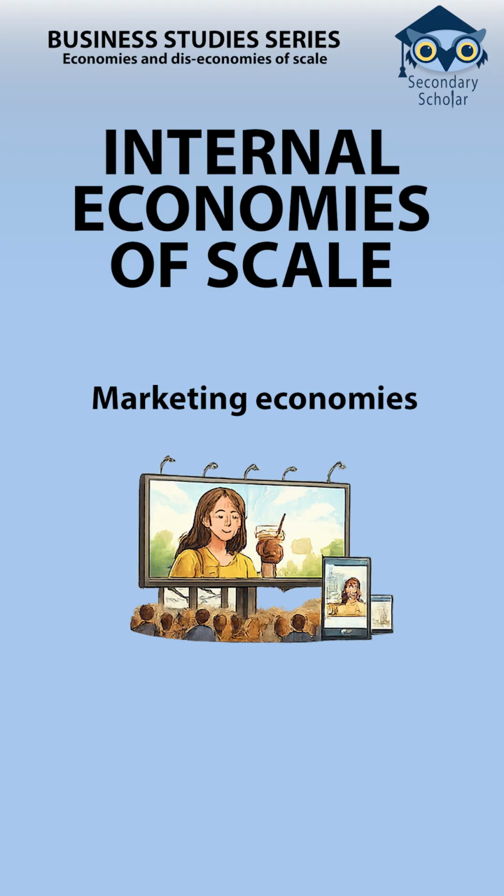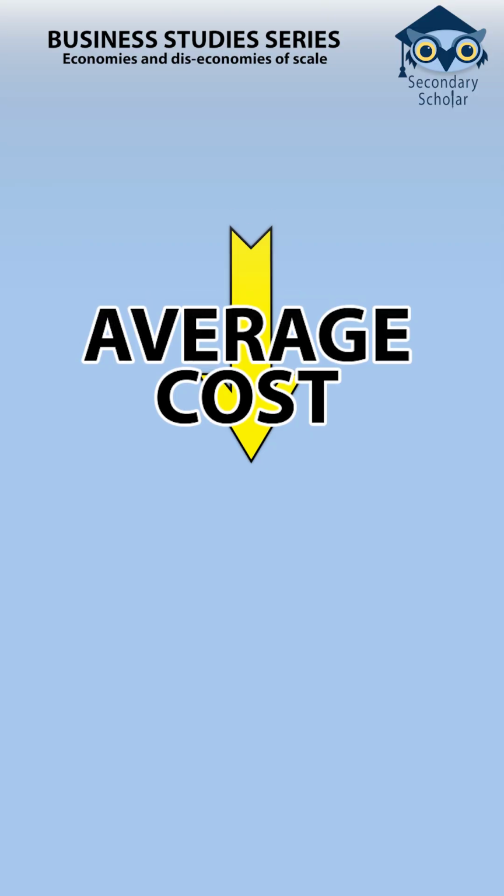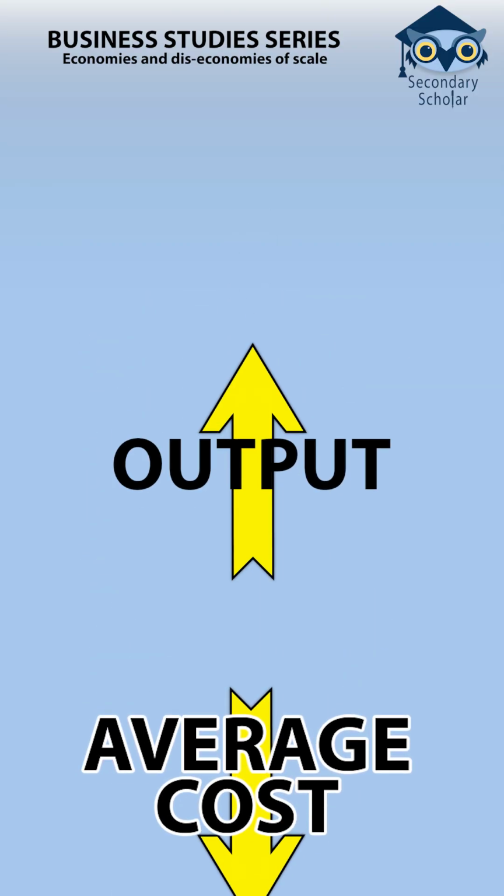Fifth, marketing economies. Large firms can spread the cost of advertising across millions of products. A $2 million advertising campaign sounds expensive, but if the firm sells 10 million units, the advertising cost per unit is very small. All of these examples reduce the average cost per unit as output rises.